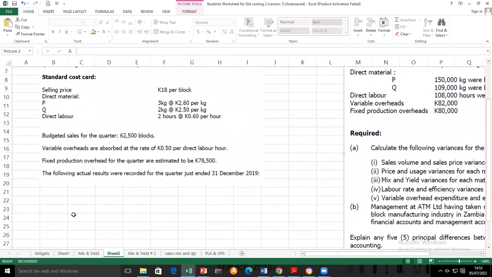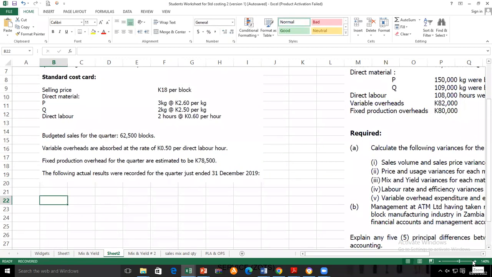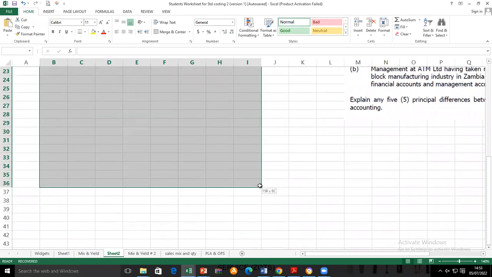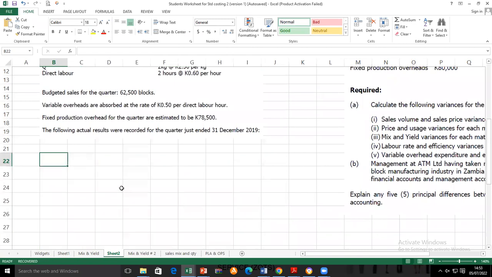Now, if you look at this information, for you to proceed, we need a standard cost card. So let us prepare a standard cost card here. Let's go. Standard cost card. Who remembers how to prepare a standard cost card? Robert? Do you remember?